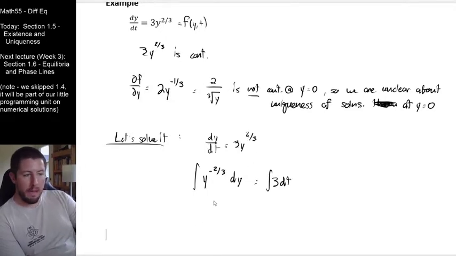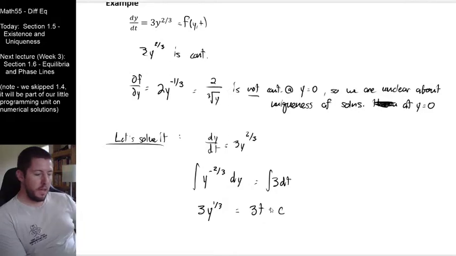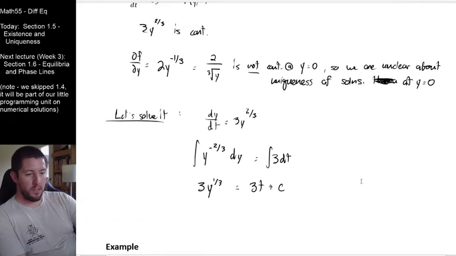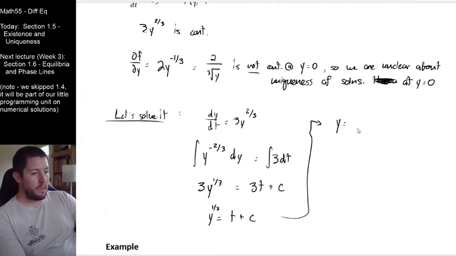I'm going to add 1 to the power here, so this becomes a y to the 1/3. If I were to take the derivative of y to the 1/3, a 1/3 would pop down. I don't want that, so I'm going to introduce a 3 right there to counteract that. This should be equal to 3t plus c on the other side. I don't care about c remaining officially appropriate here, so I'm just going to divide everything by 3 and get y to the 1/3 equals t plus c. And this takes me to y equals (t plus c) cubed.